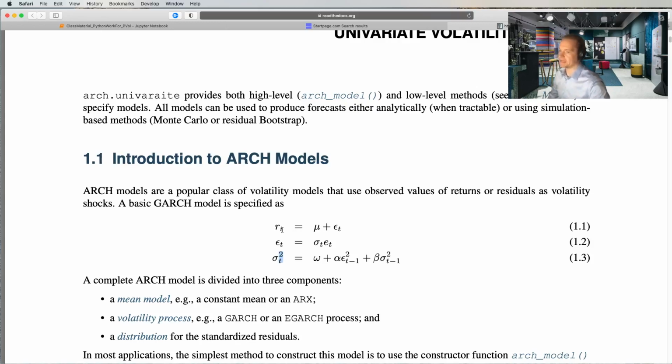So the short answer will be the indexing here is fine. We don't have to reverse and we don't have to lag. Because when we square RT, let's ignore the mu for the moment, we have epsilon square, which is sigma square times something which has a variance of 1. So you see that the R square and the sigma square have the same indexing. So we wouldn't have to shift that.